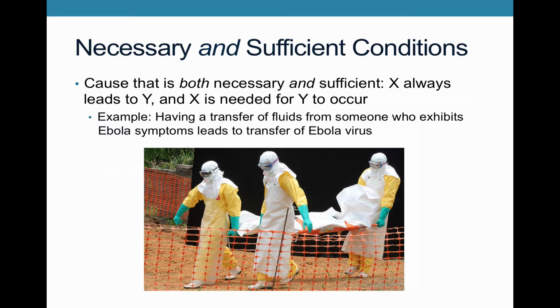A cause that's both necessary and sufficient means that X leads to Y and that X is required for Y to occur. As an example here, you can think of Ebola in West Africa, that's what this photo is from. Here, having a transfer of fluids from somebody who's exhibiting Ebola symptoms will lead to a transfer of the Ebola virus. So having this transfer of fluids is necessary for somebody to contract Ebola. You can't get Ebola just from being around somebody who coughed. You have to have an actual transfer of fluids for it to happen.